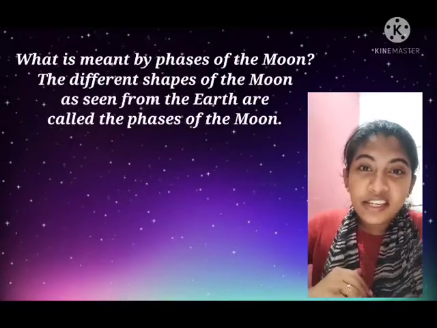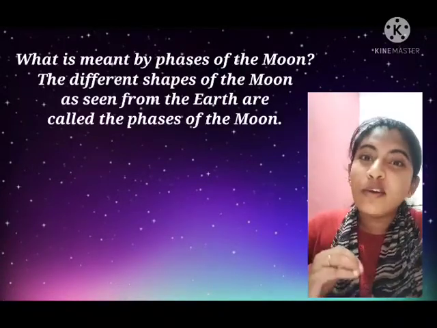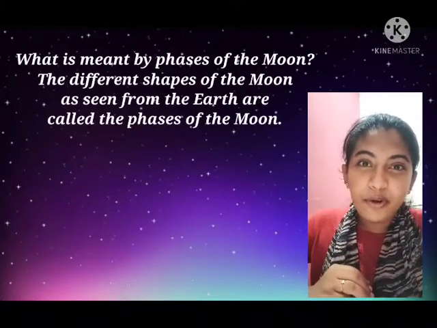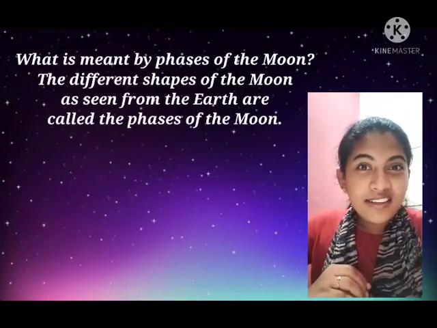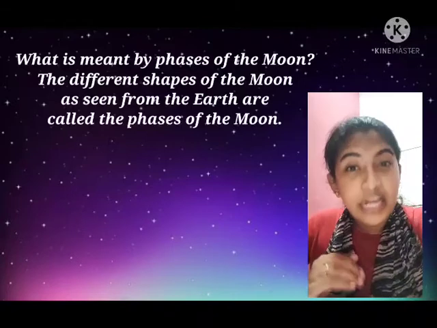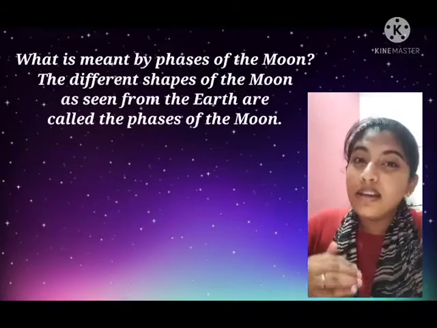The different shapes of the moon as seen from the earth are known as the phases of the moon. We studied the new moon, then the crescent moon, then the half moon, then the gibbous moon, and at last the full moon. Now let me ask you a question.